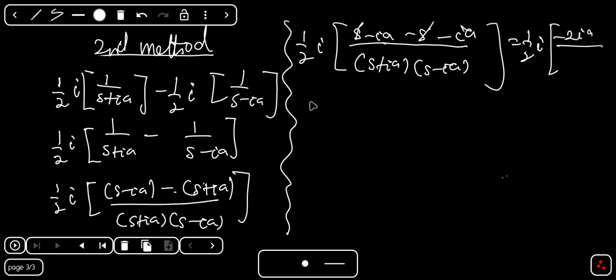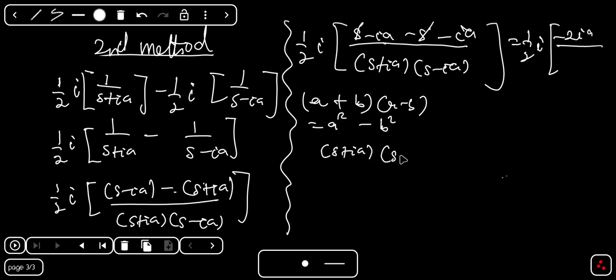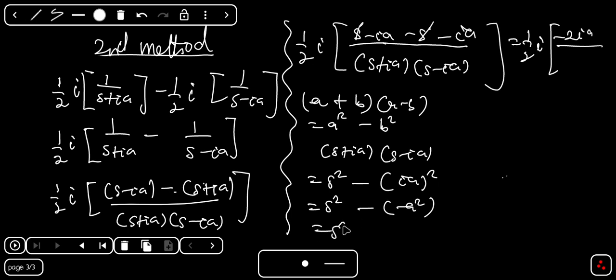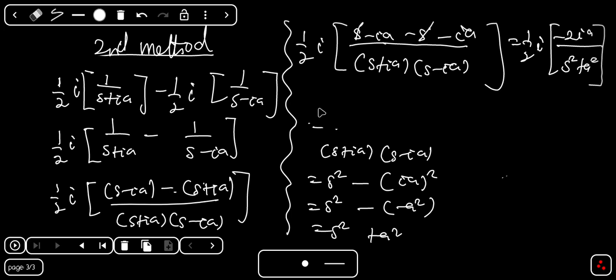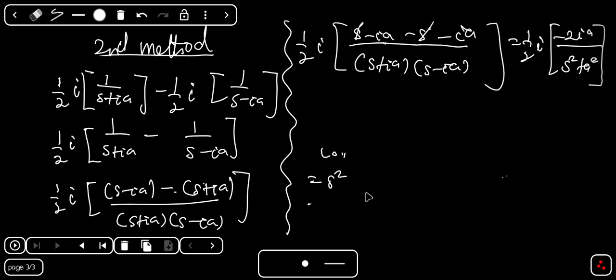Now take note, the difference of two squares: a plus b multiplied by a minus b is equal to a squared minus b squared. So s plus ia multiplied by s minus ia will be s squared minus, then b should be ia squared. So this will be s squared minus i squared a squared, which is s squared plus a squared. So this denominator is s squared plus a squared. Okay, so let me just clean this. It's just for explanation of how to get that s squared plus a squared.